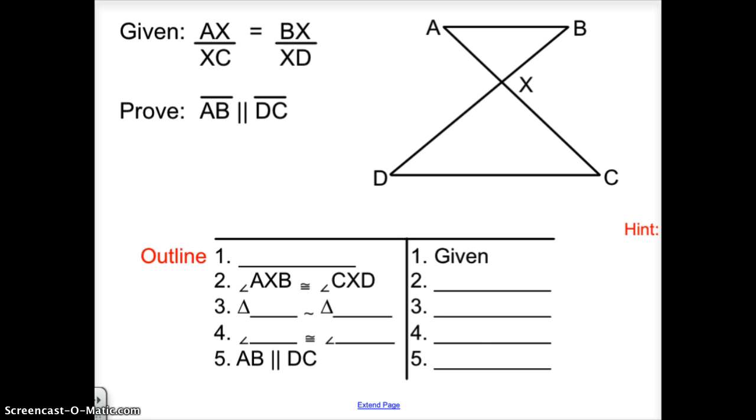Number 7 was the proof from this slide right here, so that one should have already been completed. And finally, you have 8 and 9 as proofs to do on your own. And you can bring them in for homework tomorrow.